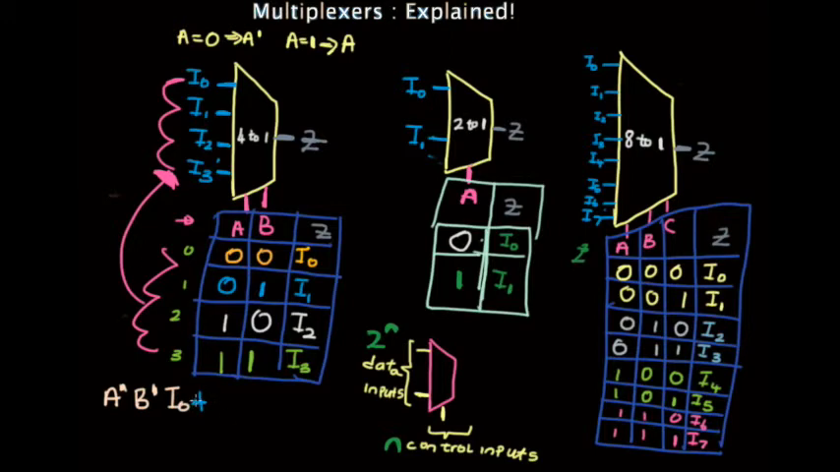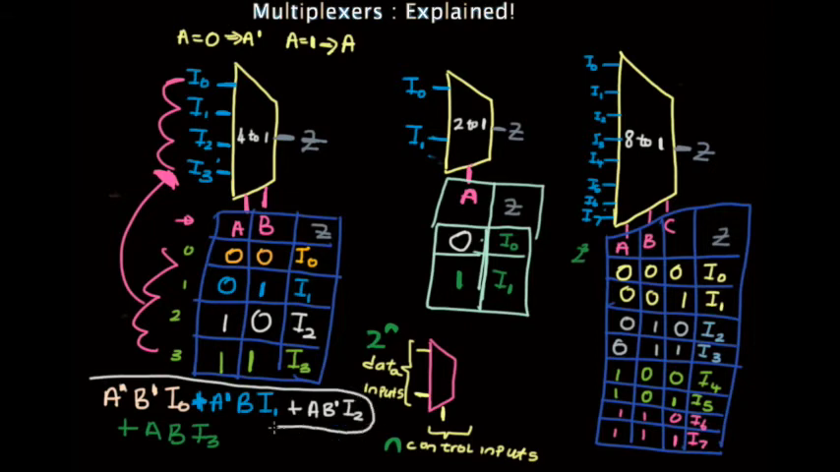Plus, the plus signifies the transition to the next row. A equals 0, the same as A prime. B equals 1, so it's not going to be B prime, it's going to be B now. Then we have I1. Plus, A equals 1 now, so that's just going to be A. We have B equals 0, that is B prime, and we have I2. Plus, we have A equals 1 now, which is just going to be A. B equals 1, which is just going to be B. And we have I3. So this signifies the equation of the 4-to-1 multiplexer.